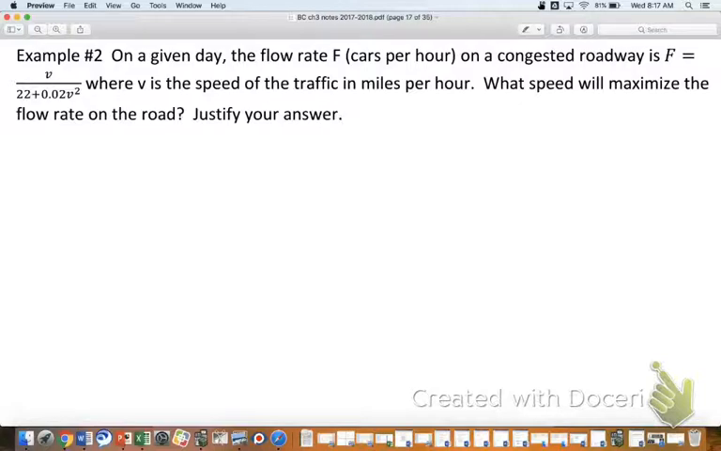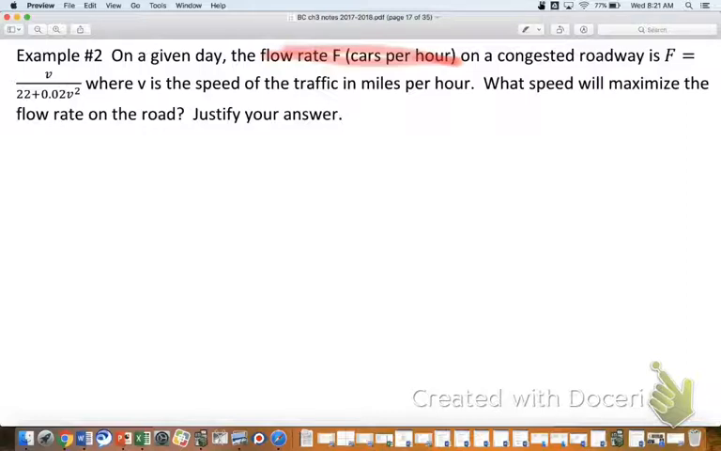Okay, we're trying example number 2. Please try this on your own or with a friend. Here's the thing people will trip up on: it says on a given day the flow rate F in cars per hour. They'll look at this and say, hey, I just identified that we have a flow rate, and that's a rate. So maybe this is one of those questions in which the derivative has already been given to me. But I want you to look really carefully and identify what we're trying to do.